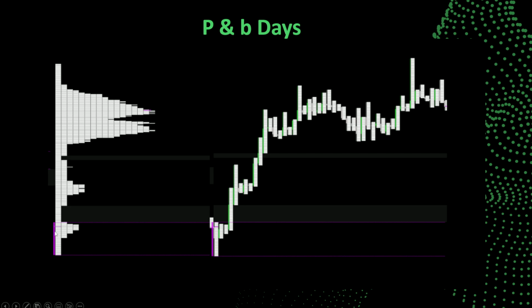Now, sometimes you can see this initial balance being a whole lot wider. Just the first hour of price action is a straight move up, followed by consolidation sideways, or for a B day, it's just this flipped upside down.